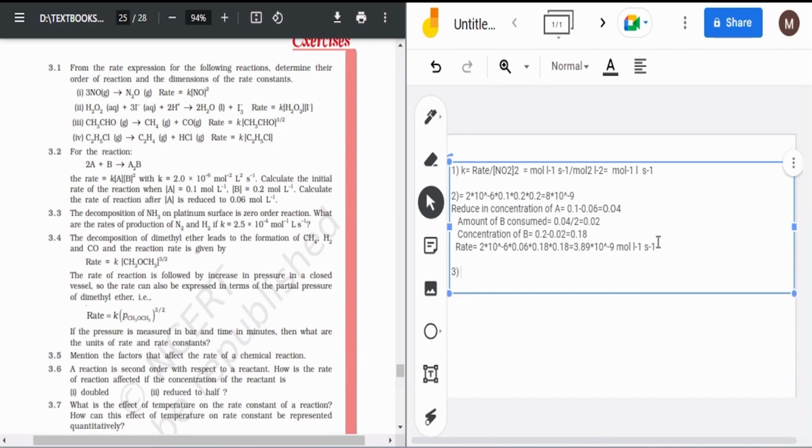In the third, what does it say? Decomposition of ammonia on platinum surface is a zero order reaction. What are the rates of production of N2 and H2 if k is given to be this value?